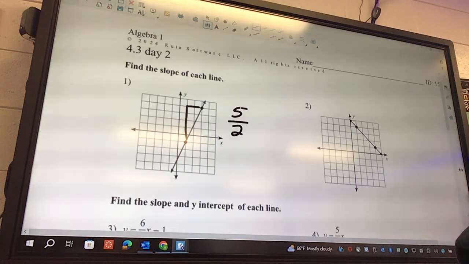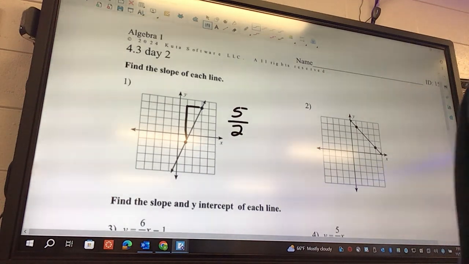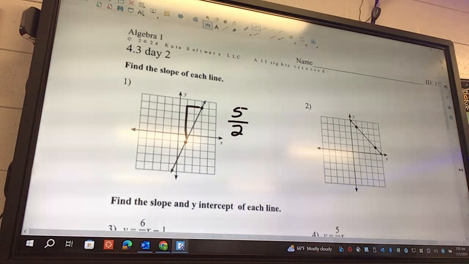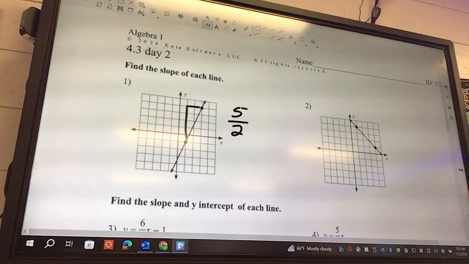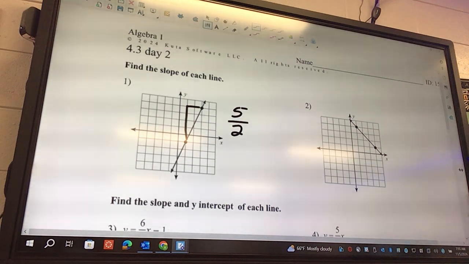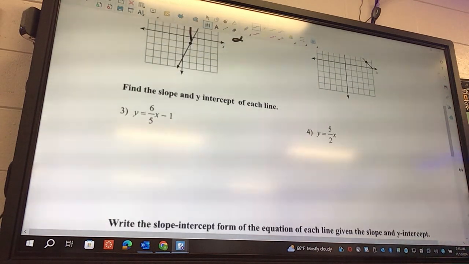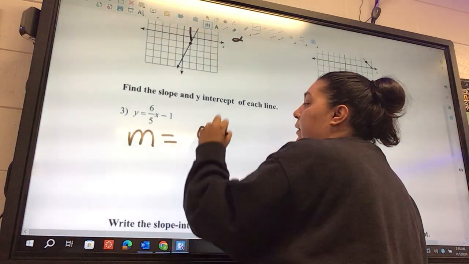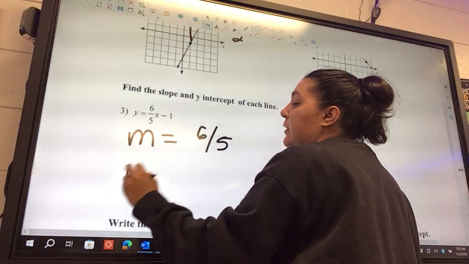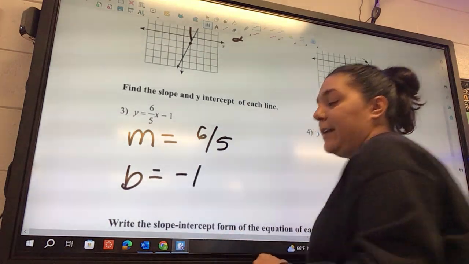It is a positive line. Okay, the next one says find the slope and the y-intercept. Which one is the slope? 6 over 5. And what letter do we use for slope? M. So it's going to be m equals 6 over 5. What letter do we use for the other one? B. That's the y-intercept. B equals -1.